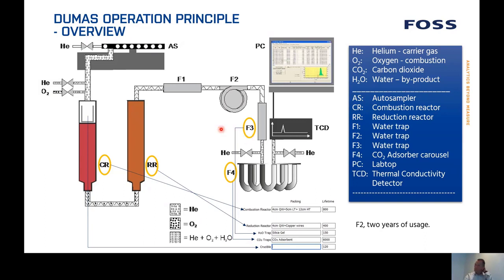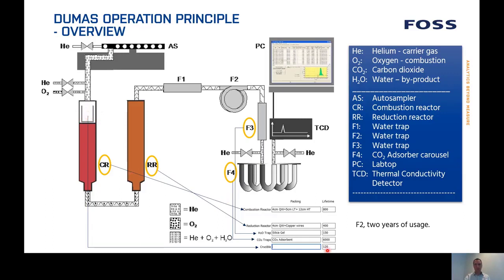And here, more overview of the instrument. Again, the reduction column, the combustion reactor and the reduction here. And in the software, there are some consumables that need to be replaced on a regular basis. It depends on the usage. And in this, you have the lifetime. This is the factory default lifetime. But of course, it depends on the usage, what type of sample is running and how much sample amount is put into the crucible.